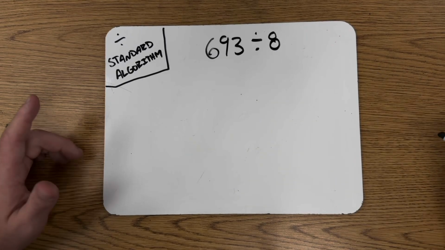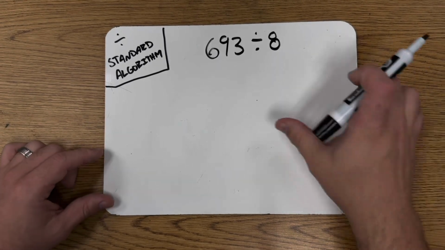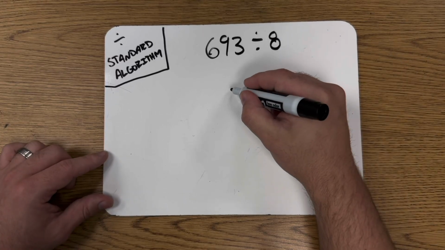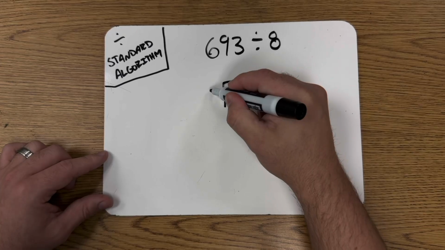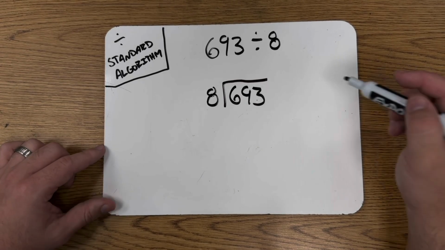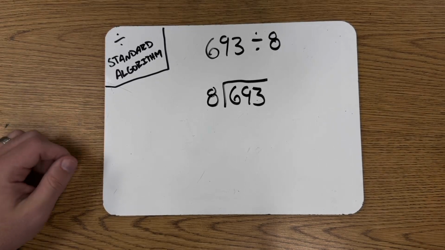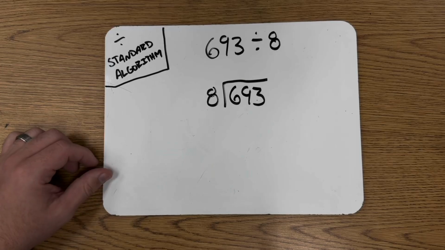So we have 693 divided by 8, and our first step is to represent this in standard algorithm. It is currently not, so we're going to take our large number and write 693, and we're going to do this kind of thing. It may be familiar to you for those of you who went to school like me. This is the only way we were taught to do division. Standard algorithm is the way, long division as they called it in school.